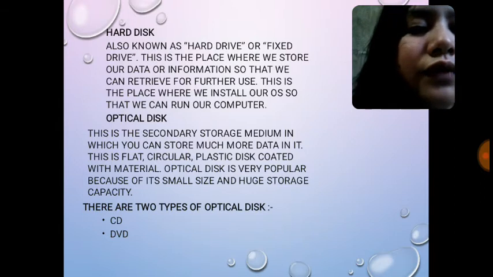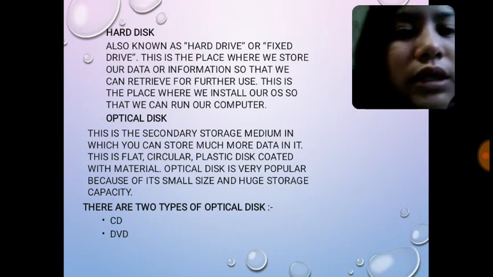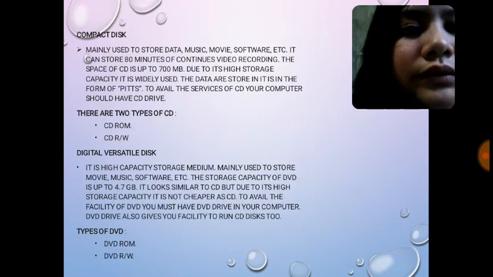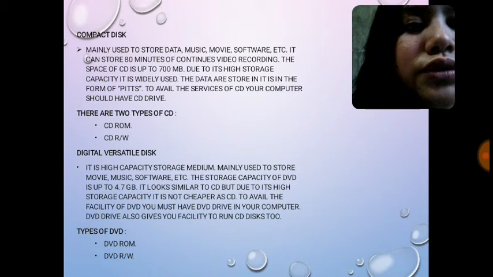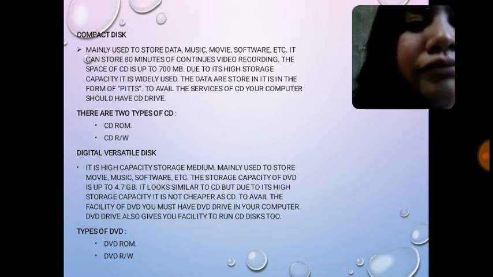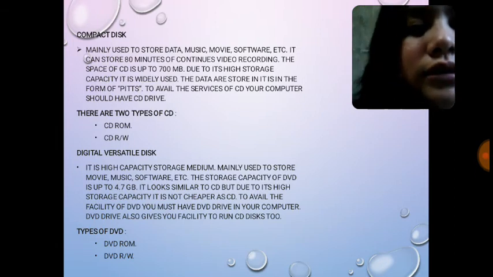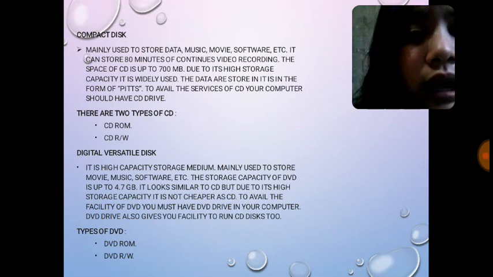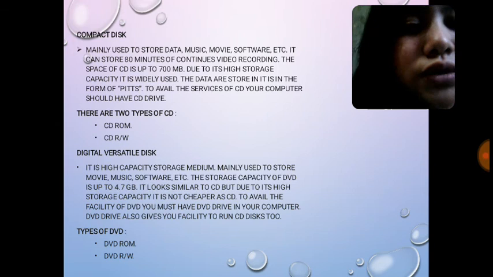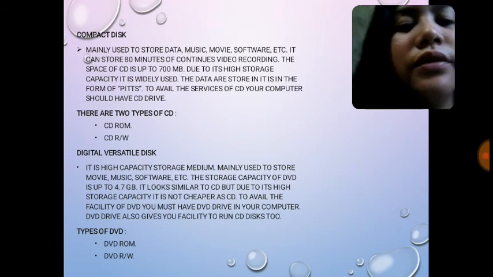There are two types of optical disks: CD and DVD. CD or compact disc is mainly used to store data, music, movies, software, and so on. There are two types of CD, the CD-ROM and CD writable. Digital versatile disk is a high capacity storage medium, mainly used to store movies, music, software, and so on. Types of DVD: DVD-ROM and DVD rewritable.